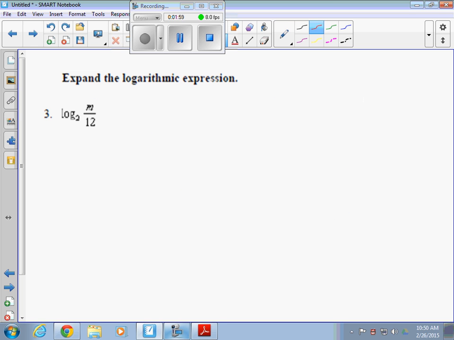Number 3 is going the opposite direction of what we just did for number 1 and number 2. This says log base 2 of m divided by 2. If subtraction went with division, then division goes with subtraction. So we'll say log base 2 of m minus log base 2 of 12. And that's it, expanded.